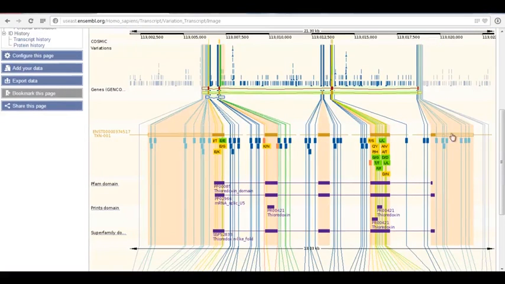Their notation is that the empty box is the untranslated region. The filled-in gold boxes represent the coding region. You see that all the exons are highlighted. What you also see are a bunch of SNPs. They highlight the ones that are in the coding region.